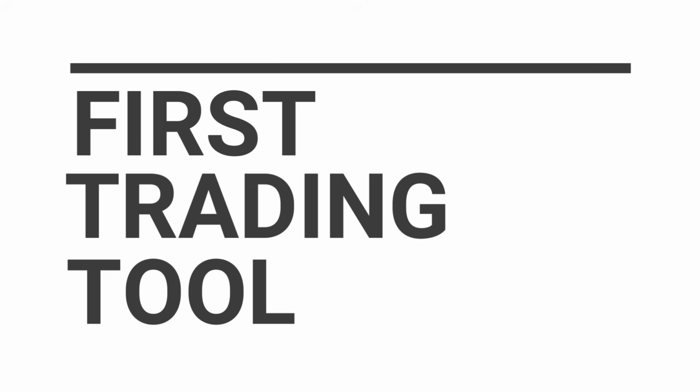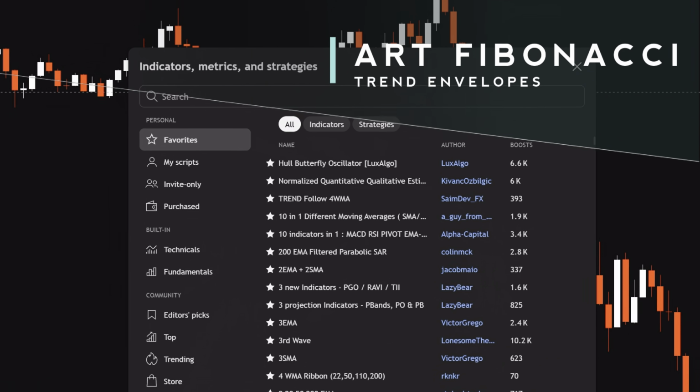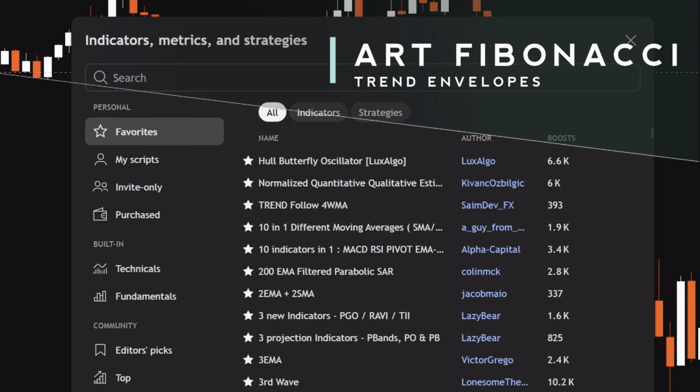So the first indicator we're using is called the ATR Fibonacci Trend Envelopes by Beck Beluga. You can add it on TradingView in the indicator section.